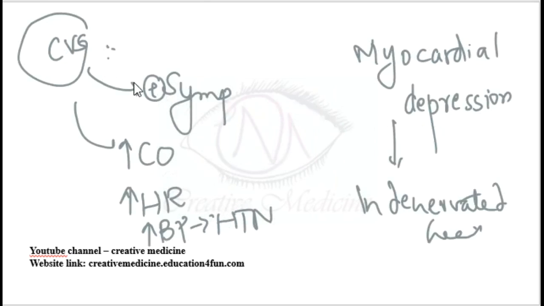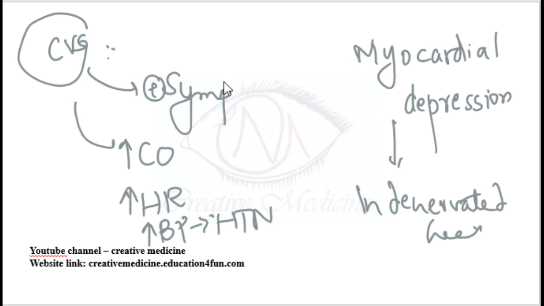On CVS, it activates sympathetic system, thus increasing cardiac output, heart rate, and causing tachycardia and hypertension. Because it activates sympathetic system, it is contraindicated in myocardial infarction and left to right shunts. And because it activates sympathetic system, it is the treatment of choice for the shock patients.